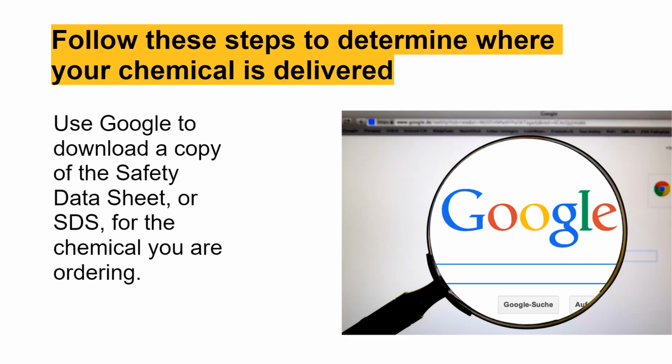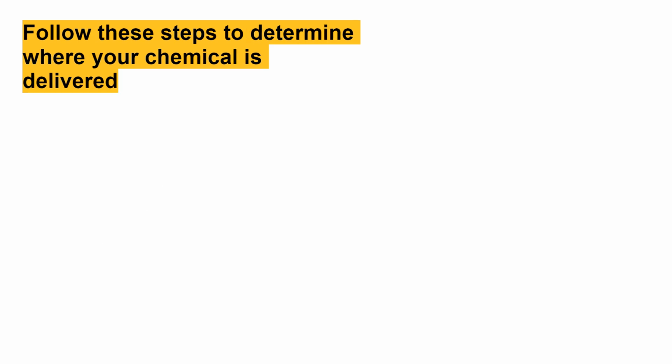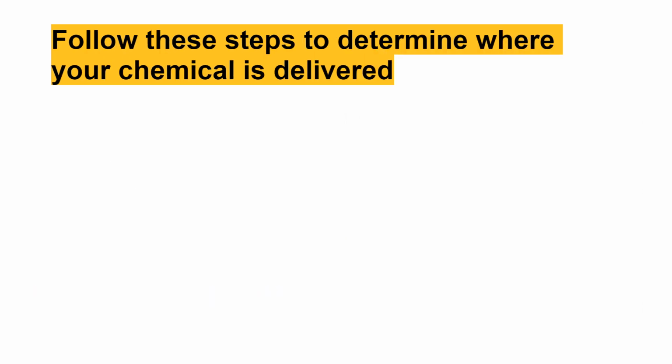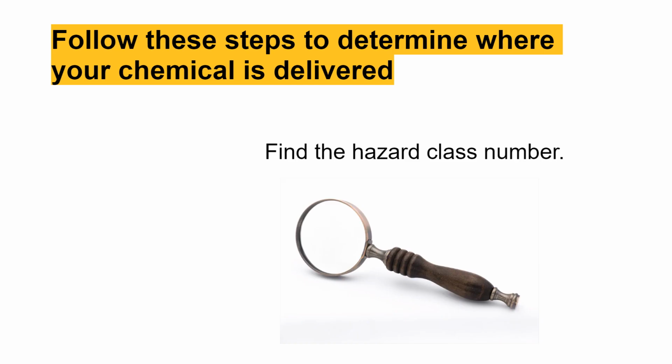First, use Google to download a copy of the Safety Data Sheet, or SDS, for the chemical you are ordering. 2. Scroll to Section 14, Transport Information. 3. Find the hazard class number.